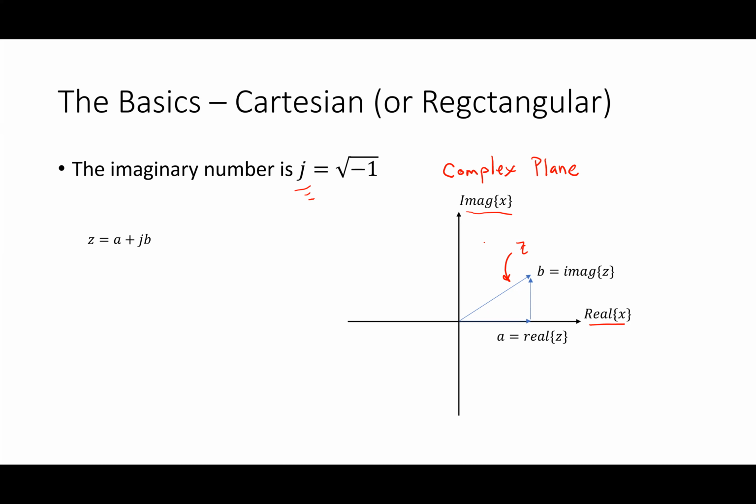So in this case, I've defined Z to be A plus JB. And so we make two definitions here. A is the real part of Z, and B is the imaginary part of Z. You'll notice here that J is not part of the imaginary part. In other words, A is the real part, and the B that multiplies the J is the imaginary part. JB is not the imaginary part. B is the imaginary part.